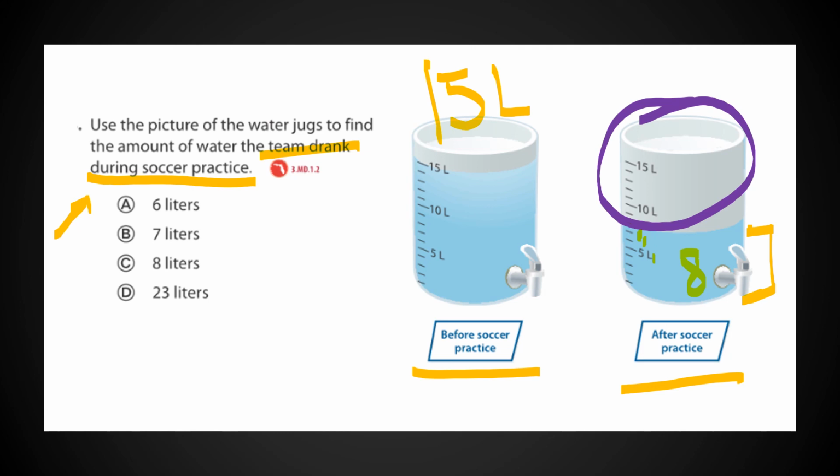In order to solve my problem, I'm simply going to take 15 liters minus my 8 liters. And when I do that, I should get a total of 7 liters.